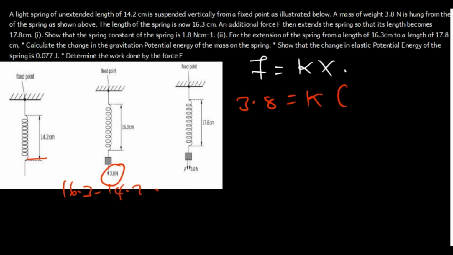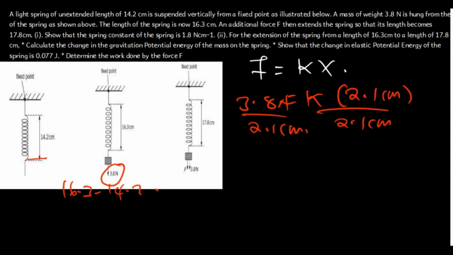So if I say 16.3 minus 14.2, this is giving me 2.1. This is now in centimeters, and the 3.8 is in Newton. So I'm going to divide both sides by 2.1 centimeters. So my k will be equal to 3.8 Newton divided by 2.1 centimeters.